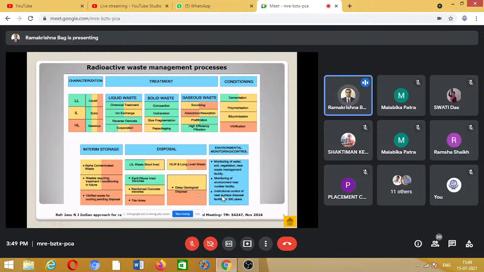In the literature you can see deep geological disposal, reinforced concrete trenches, earth or stone lined trenches, and tile holes. All these come under civil or geotechnical engineering. Once you dispose of it, you have to regulate it for a very long time, checking whether there is any effect on the nearby water body, soil, vegetation, and so on, and monitor the environment for a very long time. You see it's written: institutional control of near surface disposal facility for 300 years.